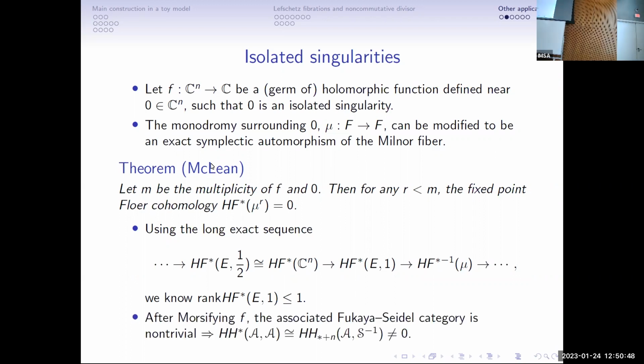On the other hand, we can try to matrix-factorize our holomorphic function to get a well-behaved category. And because we assume that 0 is a singularity, this category in particular is non-empty. So we know that the Hochschild cohomology of that is non-zero. And in this setting, the Hochschild cohomology is actually isomorphic to the Hochschild homology with coefficients given by the inverse Serre functor, and it's non-zero. So this guy has rank at least 1.